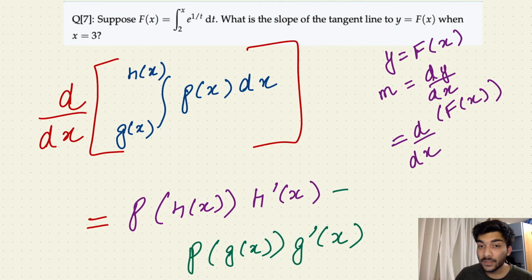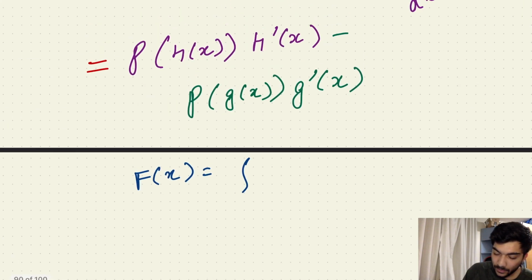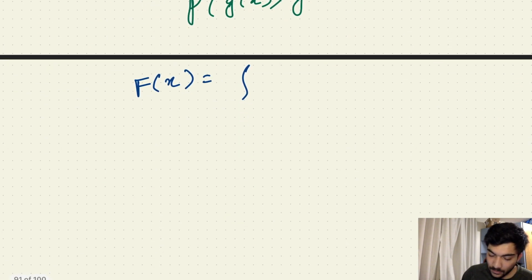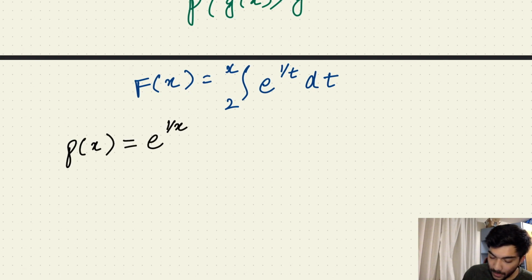So now let's first write the function and then calculate the derivative of this function first. So I'll write f of x again. In this case, capital F of x is the integral from 2 to x of e to the power 1 by t dt, right? And we'll do the same thing that we did in the last video. We'll first identify our f of x, h of x, and g of x. So in this case, our f of x is clearly e to the power 1 by x.